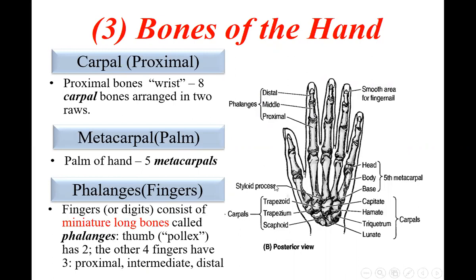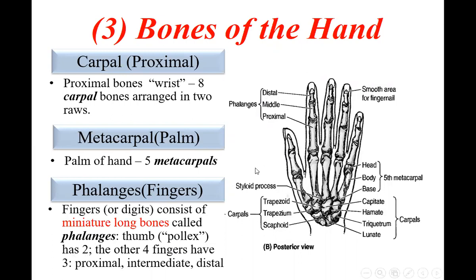The thumb is also called the pollex. It has only 2 phalanges. All the other 4 fingers have three phalanges: proximal, middle, and distal. Distal means away from the center.